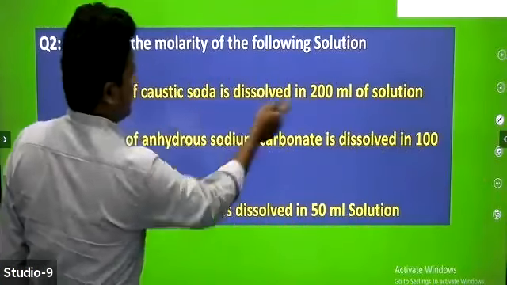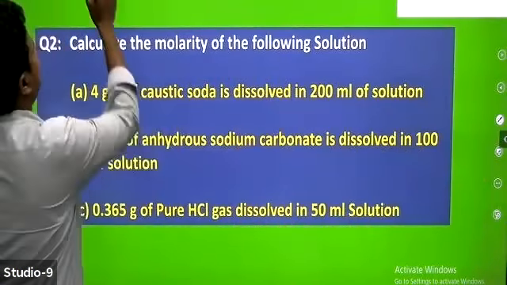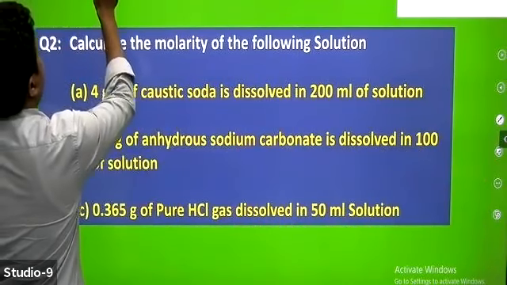Molarity formula when weight and volume are given. Molarity is equal to.